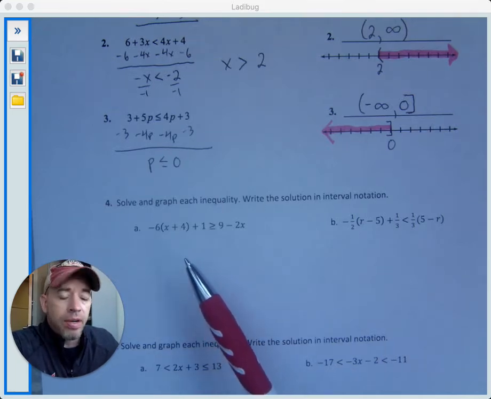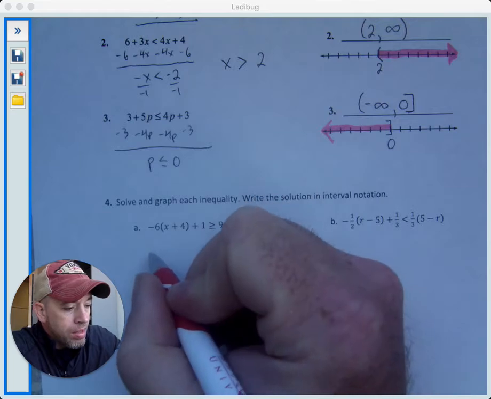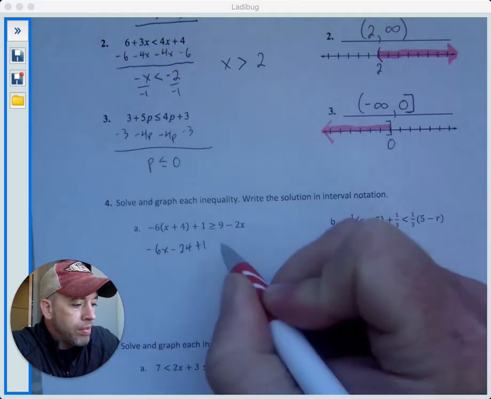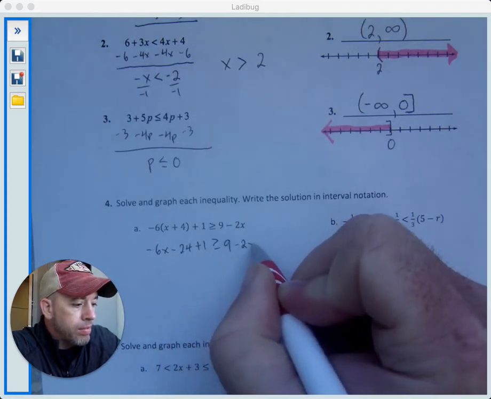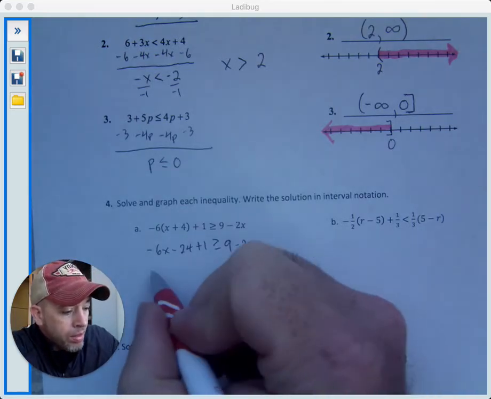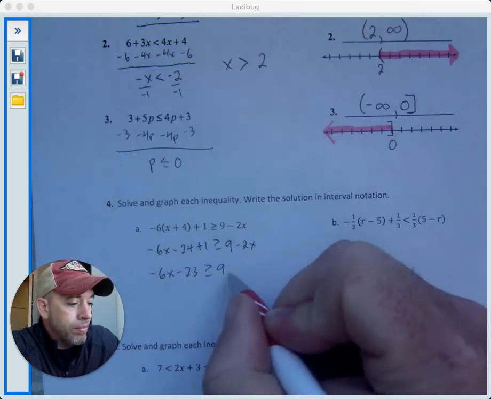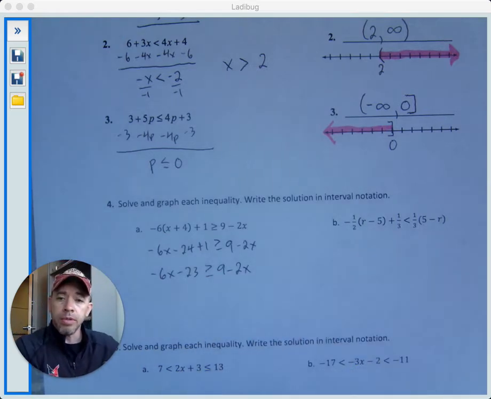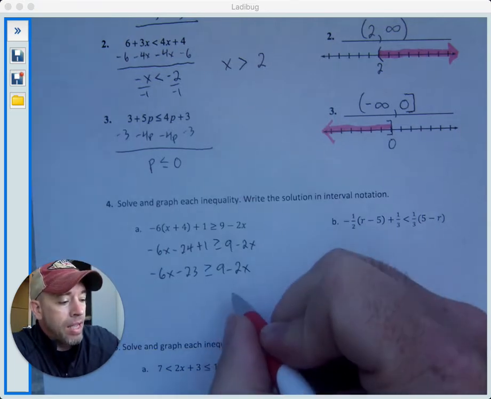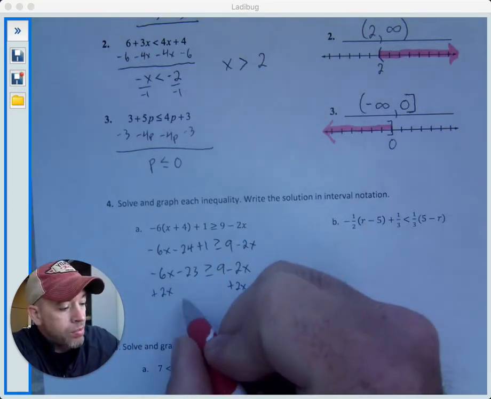So we start to simplify. We probably try to simplify one side. Maybe we could distribute this -6 here, right? And so I'm going to write -6x minus 24 plus 1 greater than or equal to 9 minus 2x. We can combine some like terms on the left. -24 plus 1, that gives us -23. And then we get one that's in a form similar to the ones above, which aren't quite as bad. Again, I like to get all my variables on the left, so I'm going to add 2x to both sides. Get all my numbers on the right, so at the same time I'm going to add 23 to both sides.